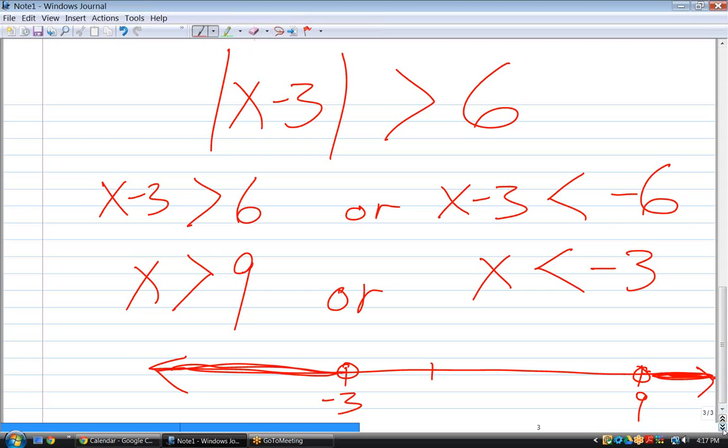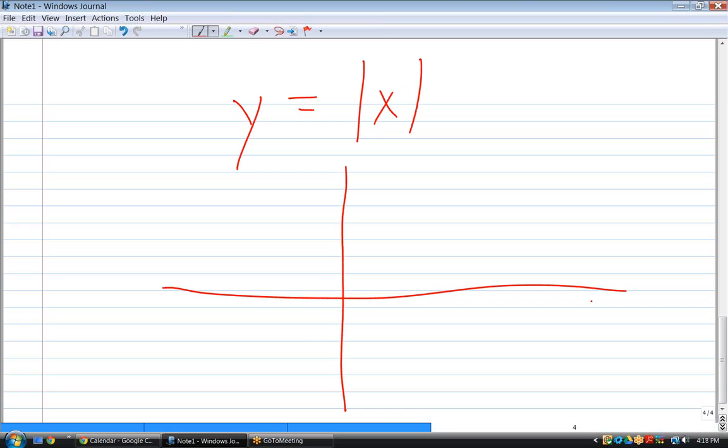So now let's talk about doing a y. If I have y equals the absolute value of x, now I have 2 variables, so I'm in the xy plane, not just a number line. And this means that y is equal to x when x is positive, and y is equal to minus x when x is negative. So you get this kind of a thing. In other words, this is the same.